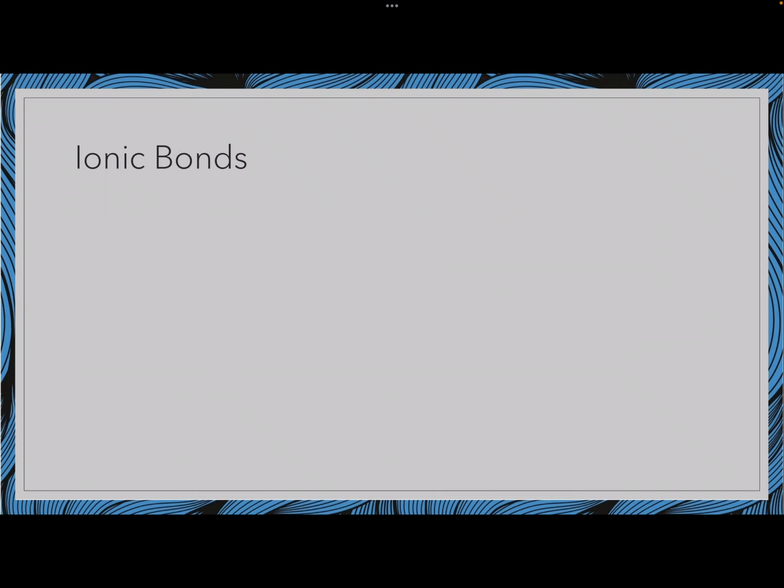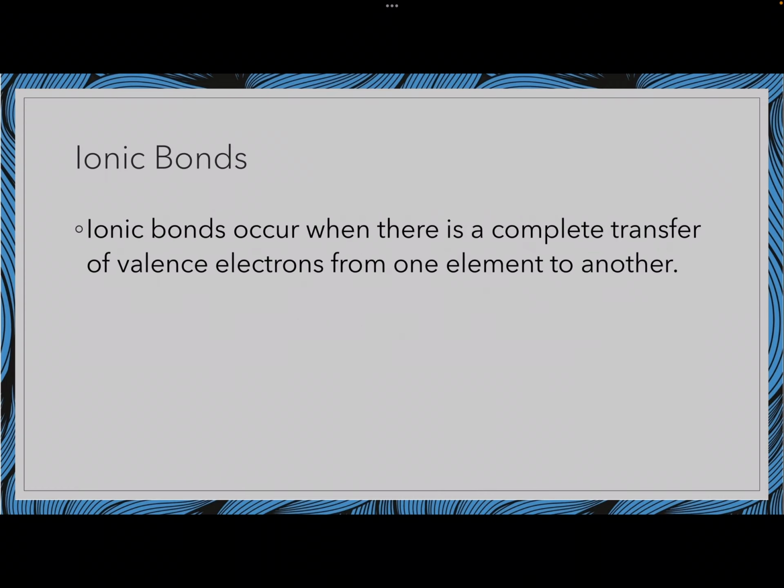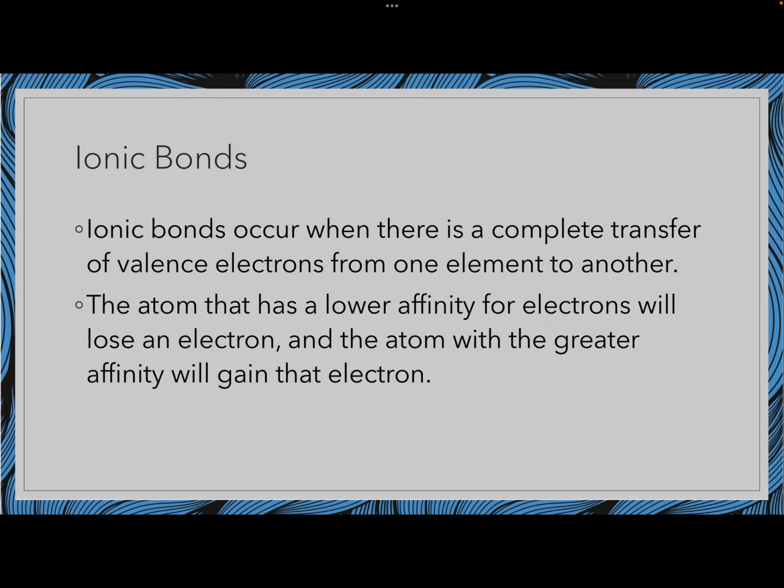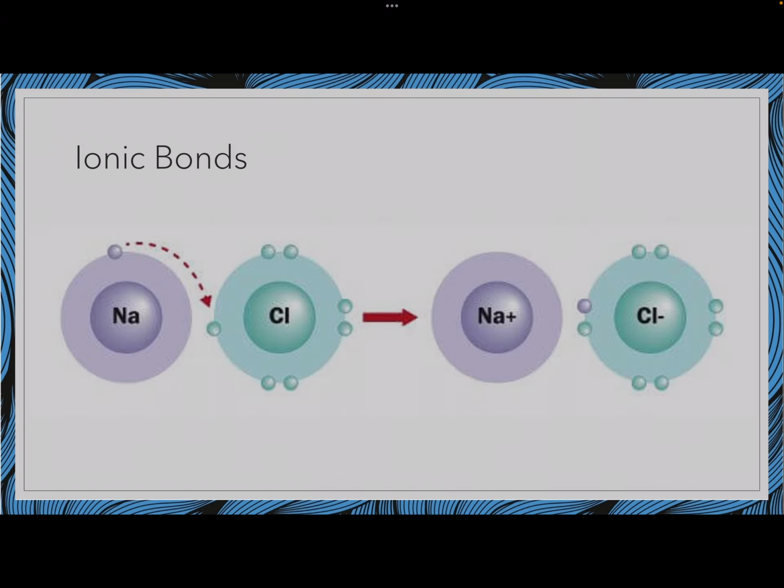So ionic bonds occur when there is a complete transfer of an electron from one element to another. Okay, so the element that has a lower affinity for electrons will lose an electron, and the atom with the greater affinity will gain the electron. Now, the example that we've got, sodium and chlorine. If you stick sodium metal into chlorine gas, it's a very energetic reaction. Includes lots of flames and sputtering and all sorts of things.